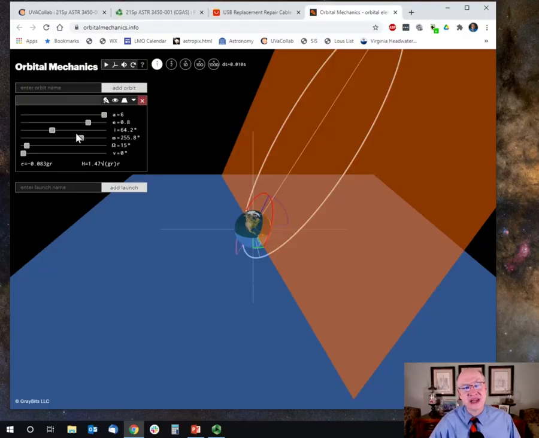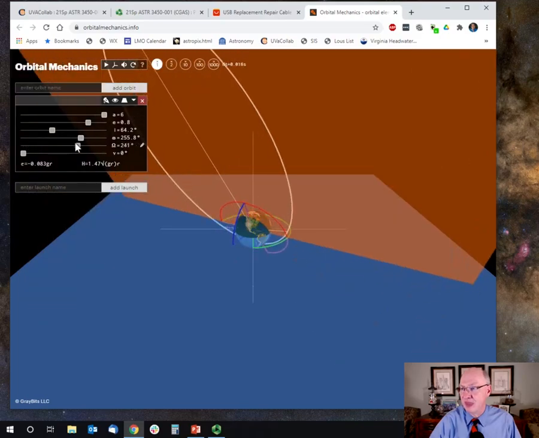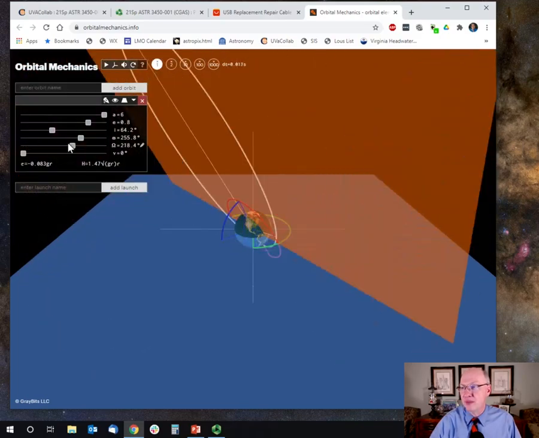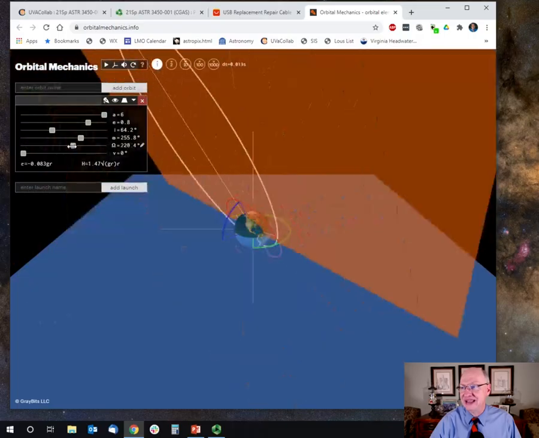The second one is the right ascension of the ascending node. And you can imagine if we're tilting the orbit this way with the argument of the perigee, the right ascension of the ascending node is going to swing it around in a different direction. And so that swings it around this way. So those two numbers determine how your orbit is located in space.